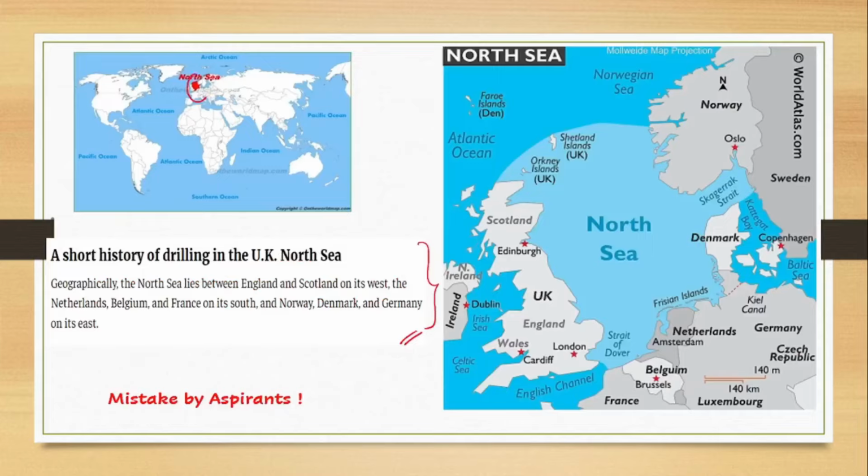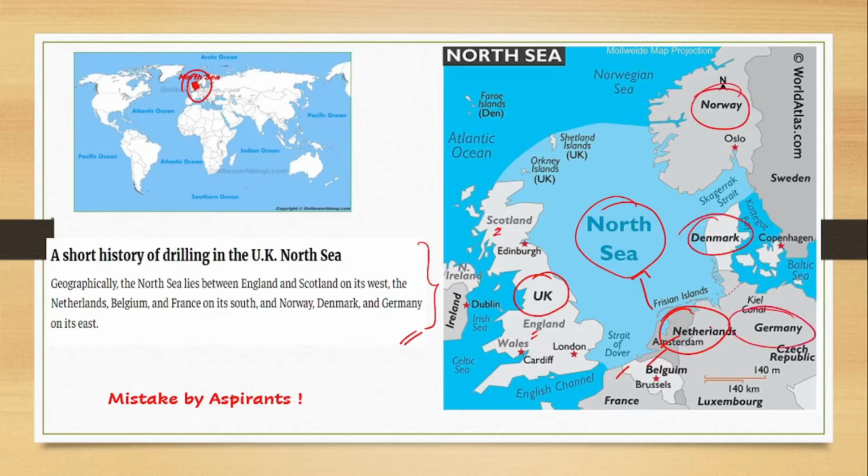The name North Sea probably comes because for the Dutch, the people of the Netherlands, the sea is towards the north. So they named it the North Sea, and that is how it has been. And what are the countries bordering the North Sea? We have the UK on one side, that is the islands of Scotland and England. Then we have the Netherlands, Belgium, and France towards the south. And towards the east, we have Norway here, Denmark here, and Germany here.